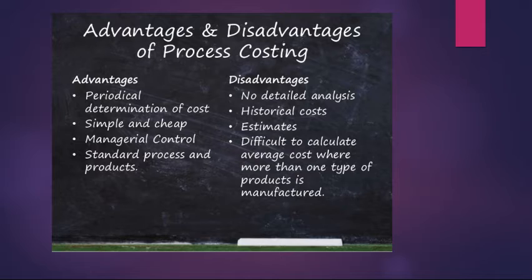Now, disadvantages include: there is no detailed analysis conducted in process costing. It is always recorded in historical cost. The estimates are not always apt for the manufacturing concern. And it is very difficult to calculate the average cost where more than one type of product is manufactured. In such a concern, it might be difficult.